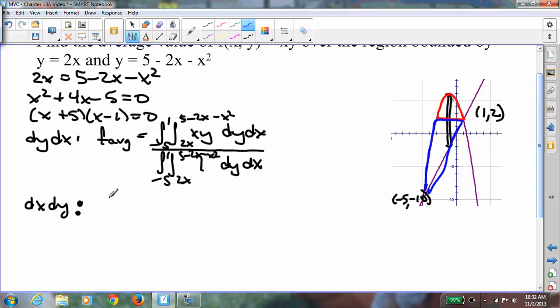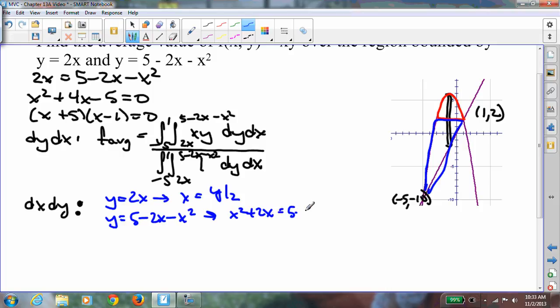So going up here, first thing I need to do is figure out what x equals for both of these. So y equals 2x. That's pretty easy. That's going to be x equals y over 2. And then for y equals 5 minus 2x minus x squared, I'm going to have to complete the square for this. So let's see, that would be x squared plus 2x equals 5 minus y. Completing the square, x plus 1 squared equals 6 minus y.